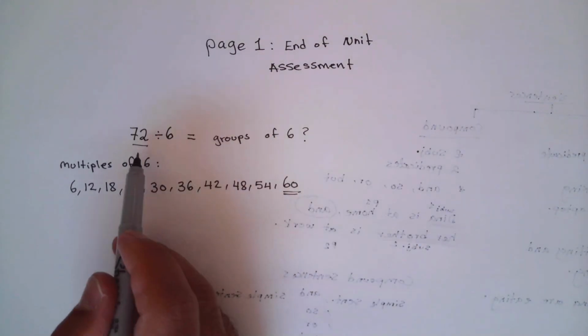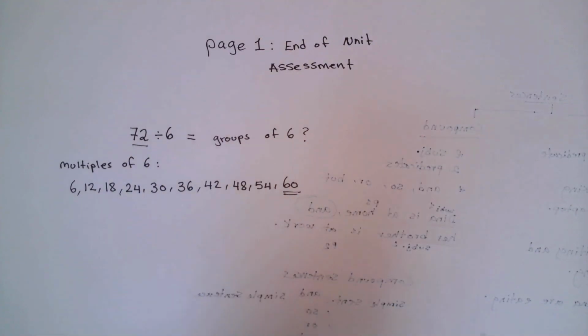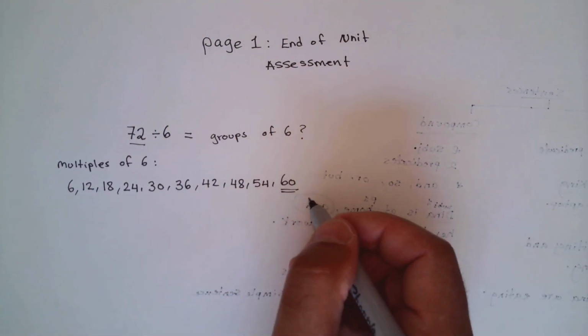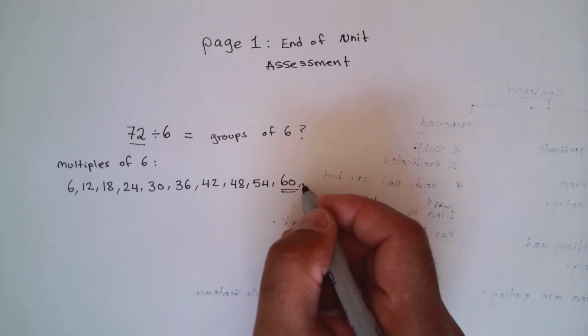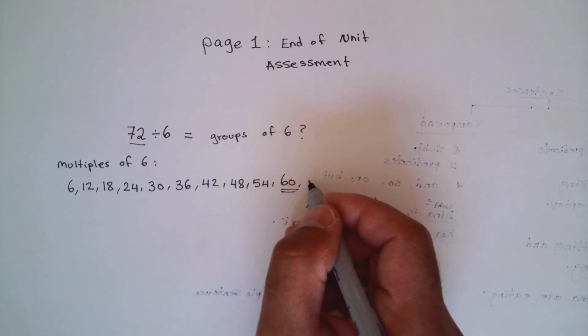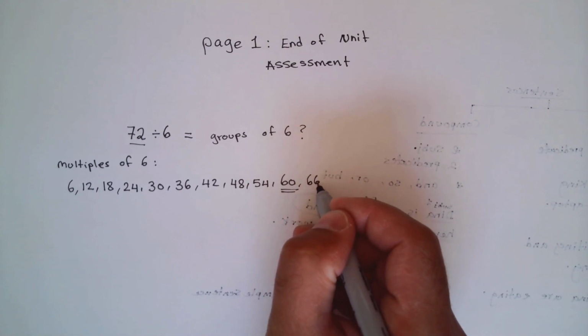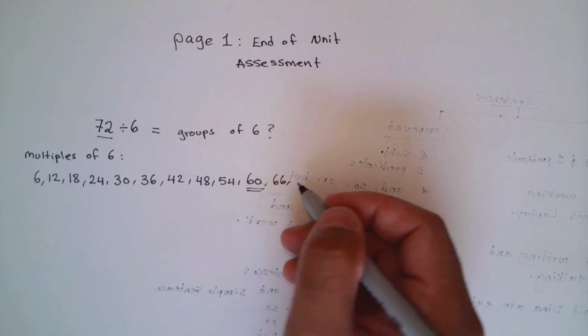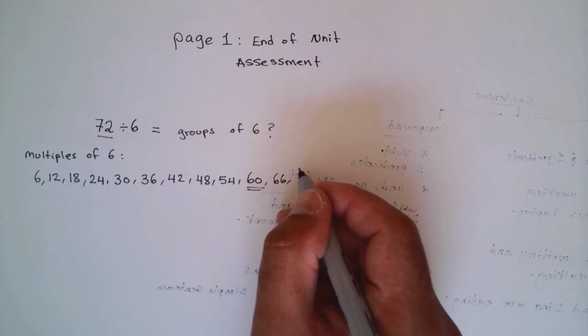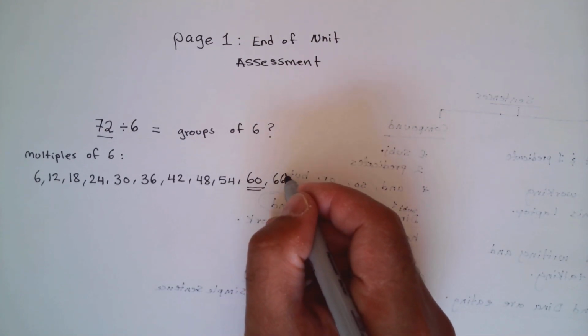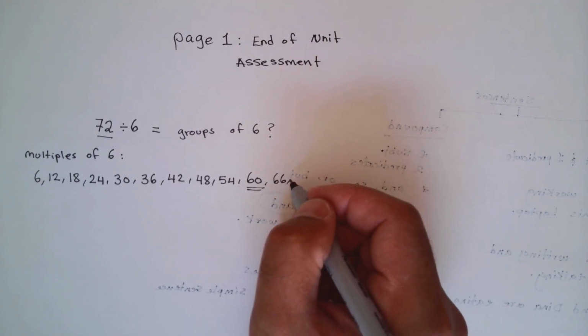Ooh, we're getting closer, aren't we? We're getting closer to 72. So let's add 6 more. 6 eleven times is 66. 6 twelve times, okay, if I add plus 6 to 66.